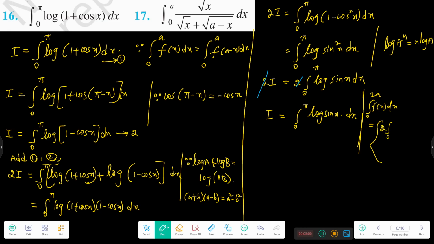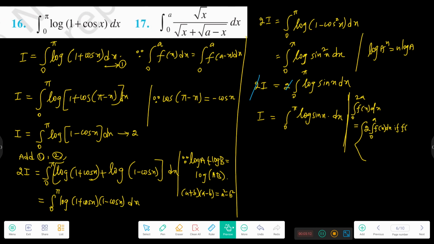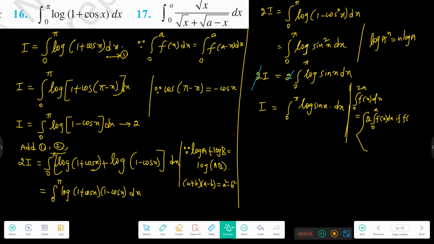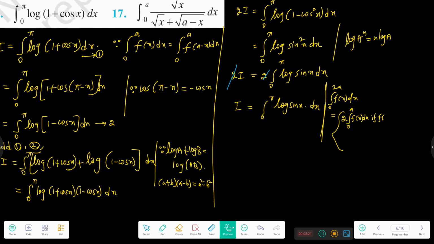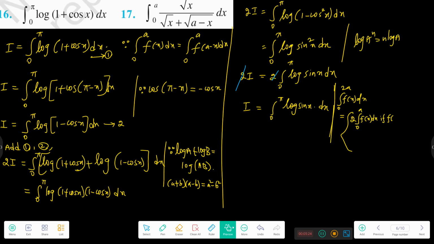2 times the integral from 0 to a of f of x. When do we use this formula? When f of 2a minus x is equal to f of x, we can use this formula, or else we can write 0. If f of 2a minus x is equal to minus f of x, we can say that it is 0.